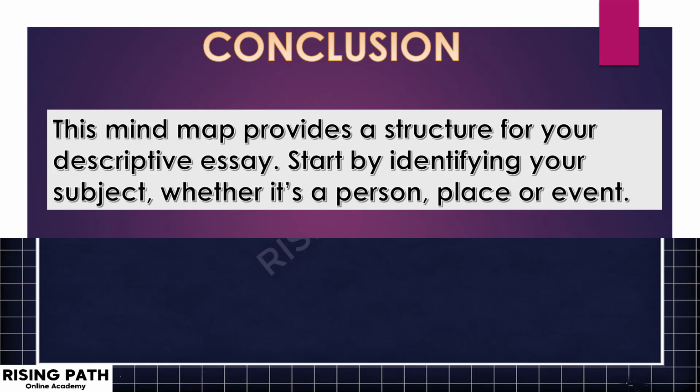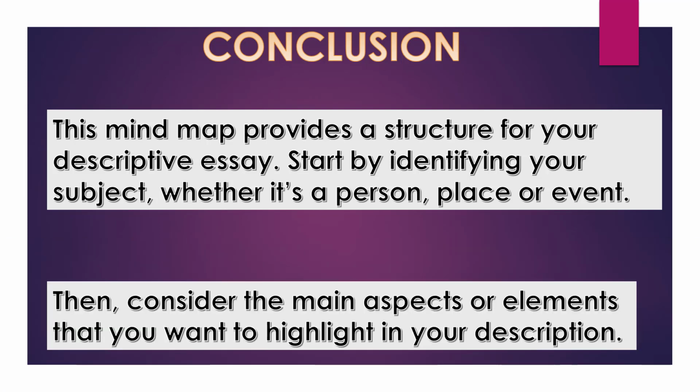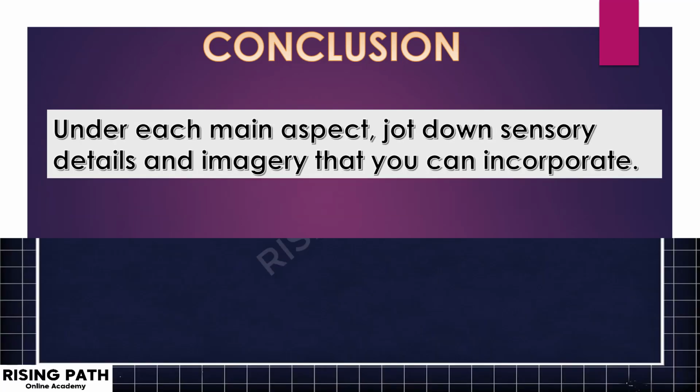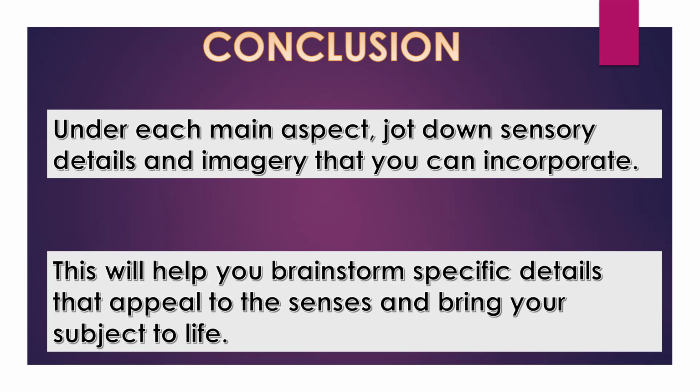Start by identifying your subject, whether it's a person, place, or event. Then consider the main aspects or elements that you want to highlight in your description. Under each main aspect, jot down sensory details and imagery that you can incorporate. This will help you brainstorm specific details that appeal to the senses and bring your subject to life.